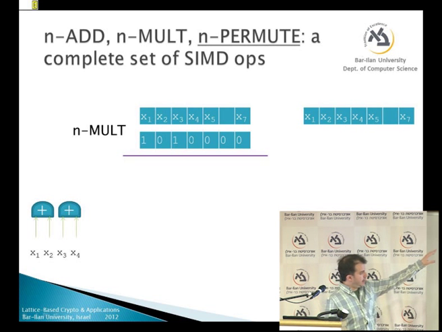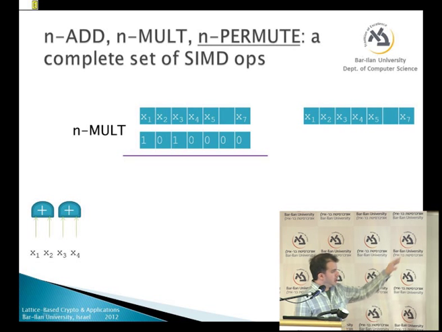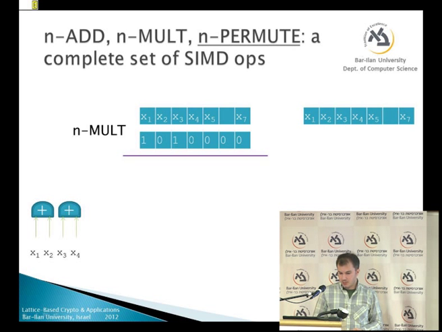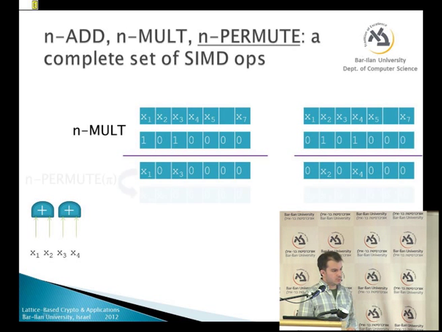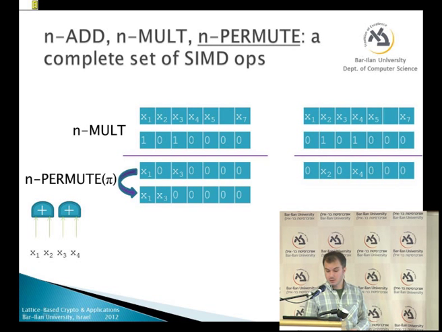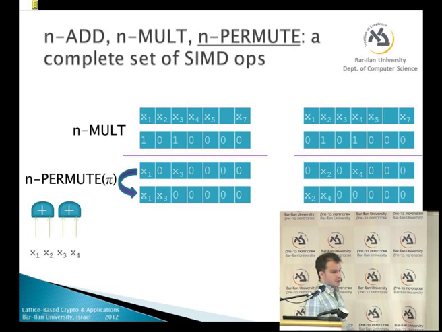I do that by taking this particular vector here and multiplying it by the x's. I just put 1s for x1 and x3, and so I get that. We know how to do an nmult. And I do a similar thing for the right inputs. And then I do a permute to stick these things in the first two slots. I do a permute here to stick the two right inputs in the first two slots. And now I'm good to go. I just do an addition. So for vectors of data, you need add, mult, and permute. Is that clear?